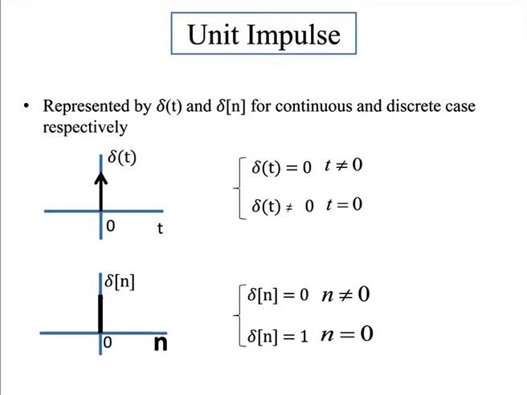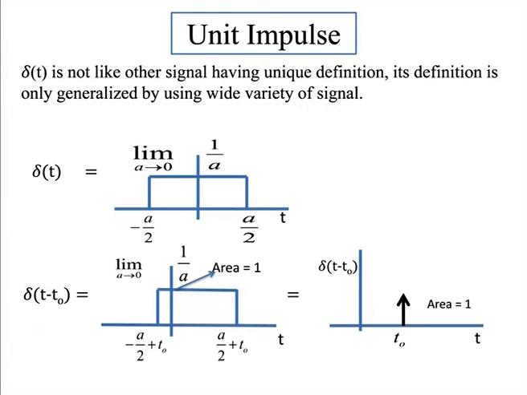We will discuss in the coming slide what the purpose of delta t is and what its definition is. Then delta n in discrete time, which everybody knows: delta n is 0 once n is not equal to 0, but takes value 1 once n equals 0. So delta n is equal to 1.